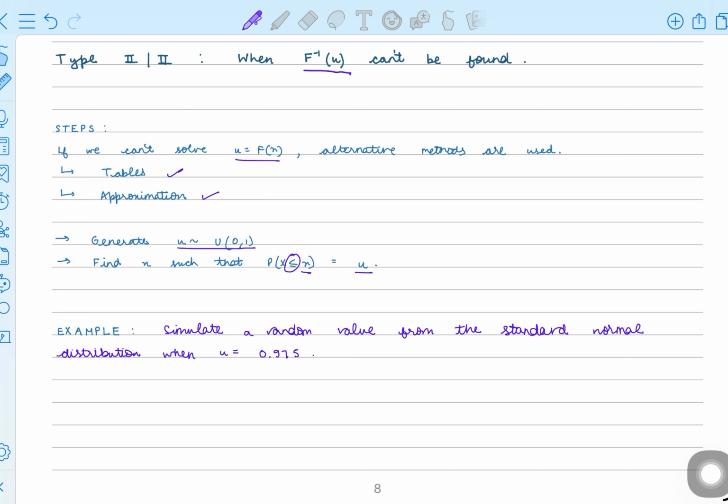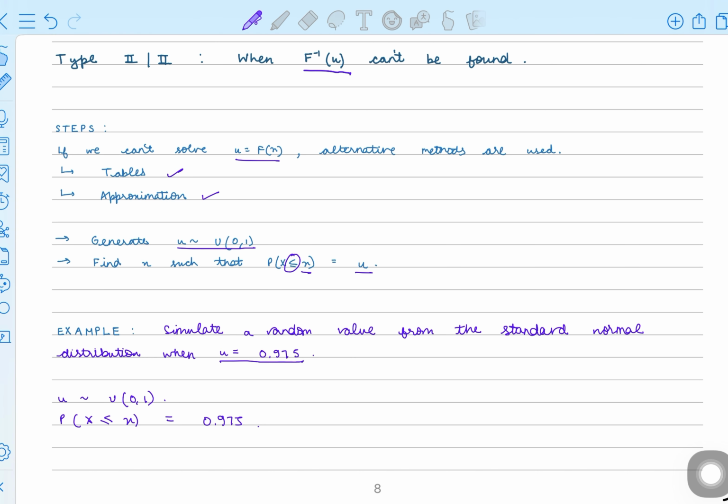The question says, simulate a random value from the standard normal distribution when u is equal to 0.975. So we start by generating a random value u which follows U(0, 1). Here we have already been given u is equal to 0.975. Now we find the value x such that the probability that X is less than or equal to x is equal to 0.975.